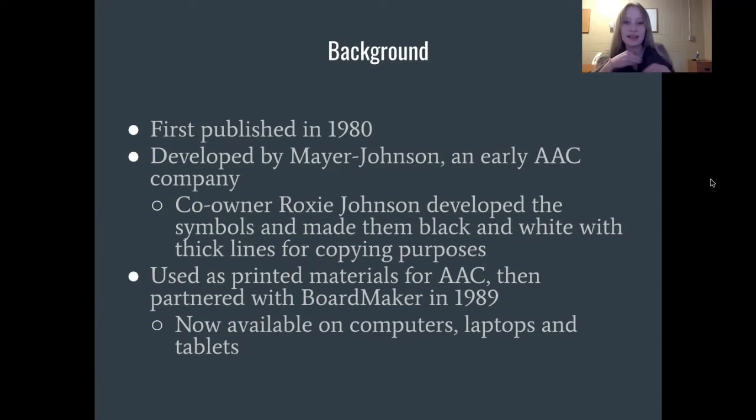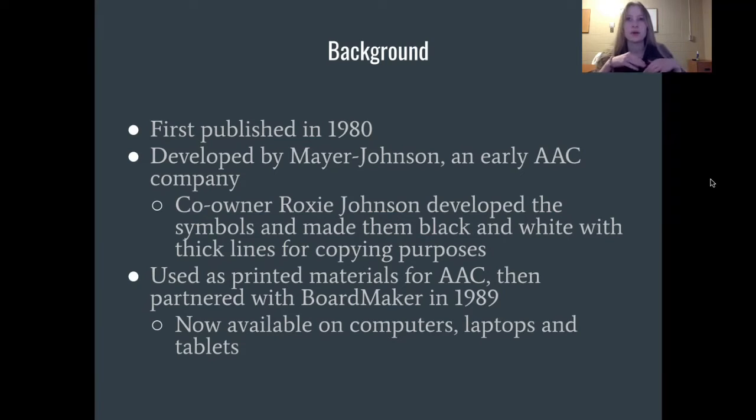But that kind of style, the thick lines, the highly contrasted images, is kind of standard for picture communication now in the AAC world, which I think is very interesting. Anyways, later on in 1989, they partnered with Boardmaker, which is a program that has basically this big library of picture symbols. So speech language pathologists, other professionals, sometimes even parents can go onto this website and create PCS systems for people with complex communication needs or those who use an AAC system.